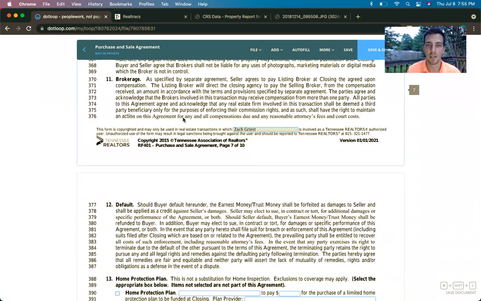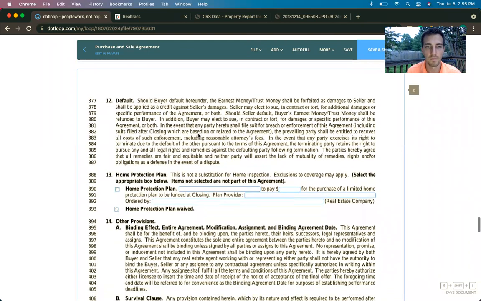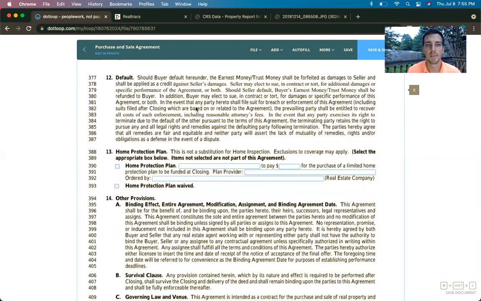Brokerage, this is just saying the seller agrees to pay the listing agent. Default, if anybody defaults, refer to this section right here.